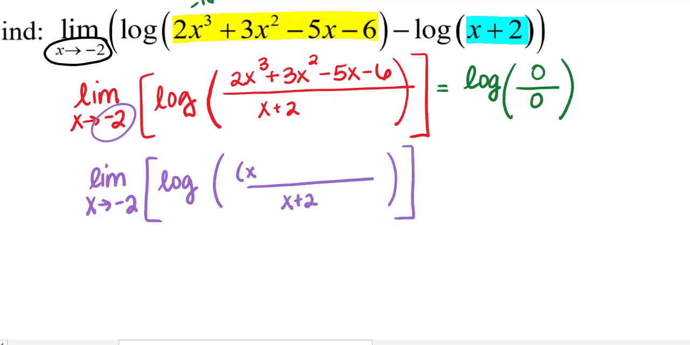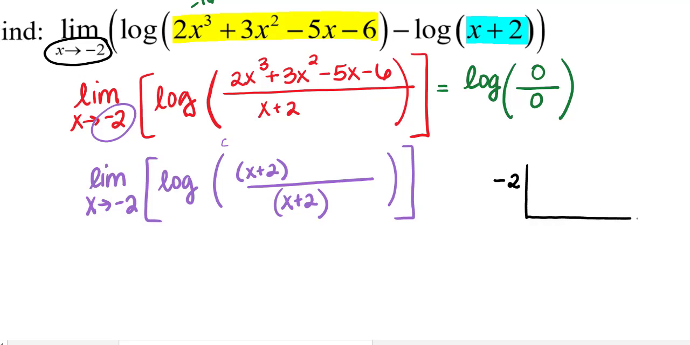So I know there's already a factor of x plus 2 in the numerator. There has to be, because when I substituted in negative 2 into that numerator, I got 0, which means it divides in evenly. But we can do some synthetic division off to the side and make sure.